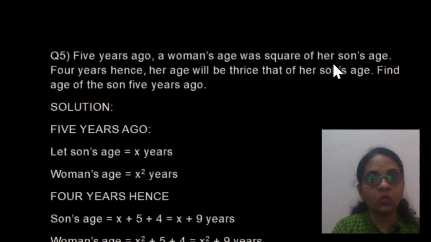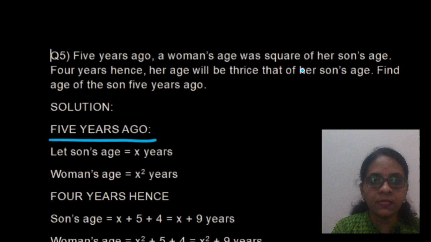5 years ago. So the first thing that you have to write is 5 years ago. Okay, 5 years ago, you have to assume the age of the mother and the son. So the relation is that the woman's age is the square of her son's age.